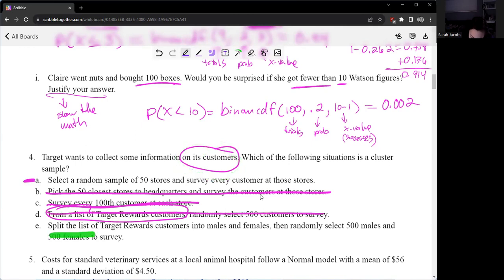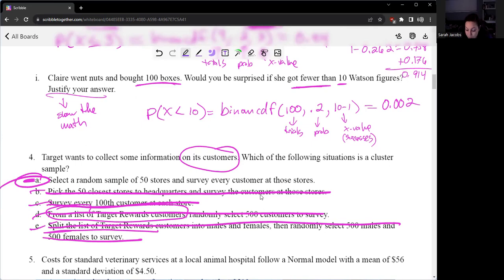Lastly, split the list of Target Rewards customers into males and females, then randomly select 500 males and 500 females to survey. So this could be a stratified sample, especially after they split it into males and females, then survey 500 of each. But this has the same problem. List of Target Rewards customers, not a representative sample of our population. So everything but A is either something else or bad. So it's got to be A.